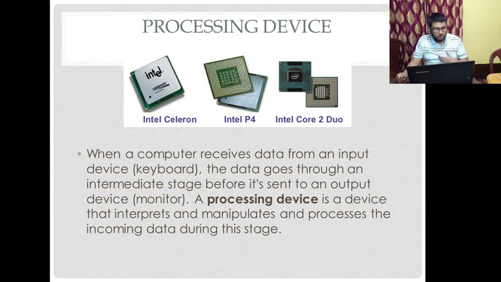According to the definition, it is said: when a computer receives data from an input device like keyboard, the data goes through an intermediate stage before it is sent to the output device. So this processing device acts as an interpreter. Suppose I type something on my keyboard, the processor will interpret it and tell the computer what to display. So this is the work of a processor. It is the brain of the computer.